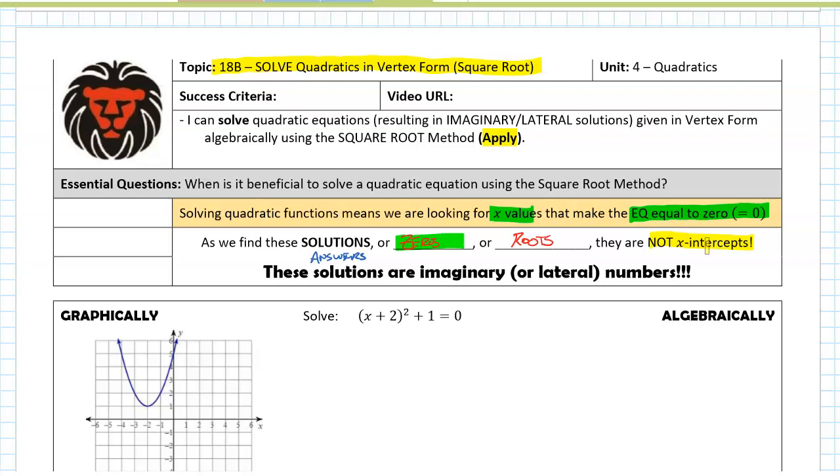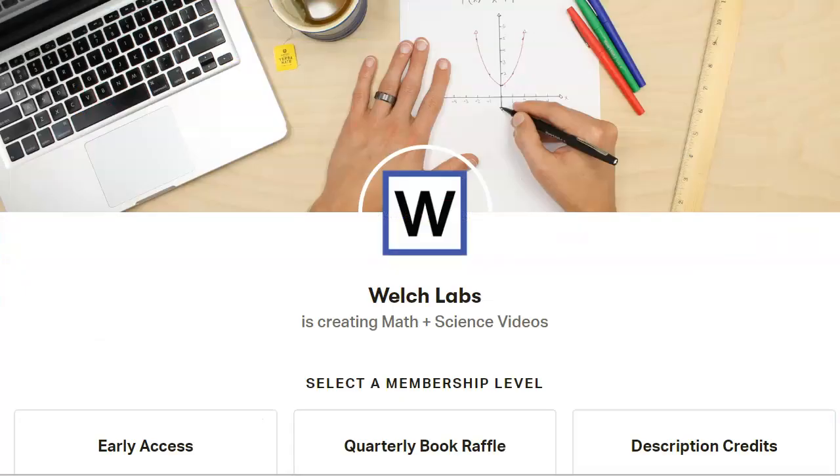These solutions involve imaginary or lateral numbers. To help us understand this a little bit more, we're going to go ahead and use another video source. This video comes from the Welch Labs, creating math and science videos. Specifically, we're going to use their first video, Imaginary Numbers Are Real, Part 1 and Introduction.